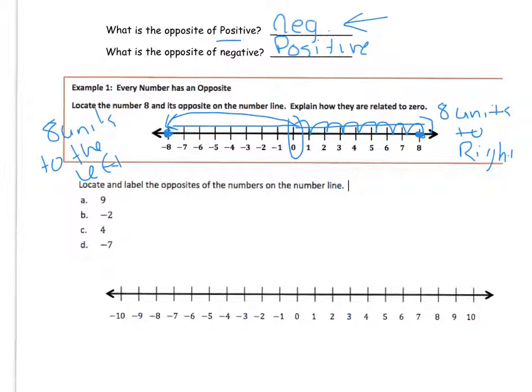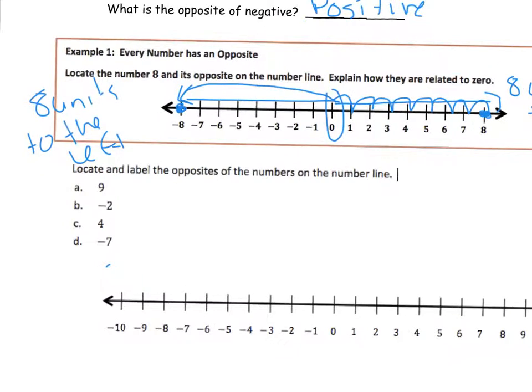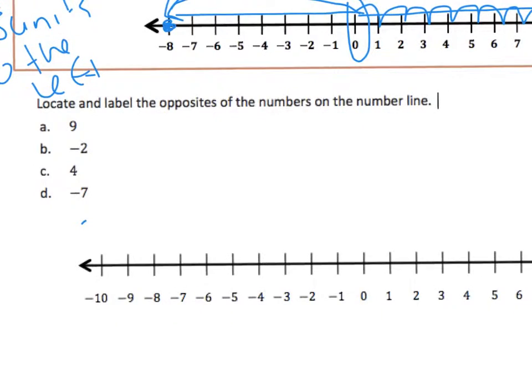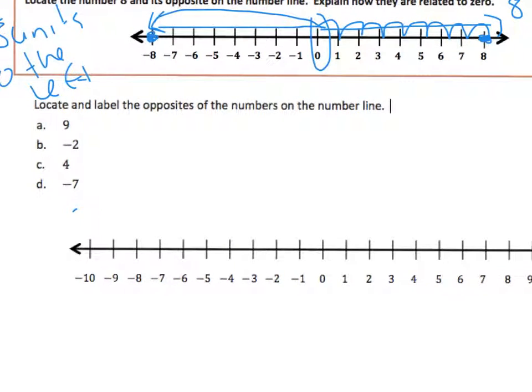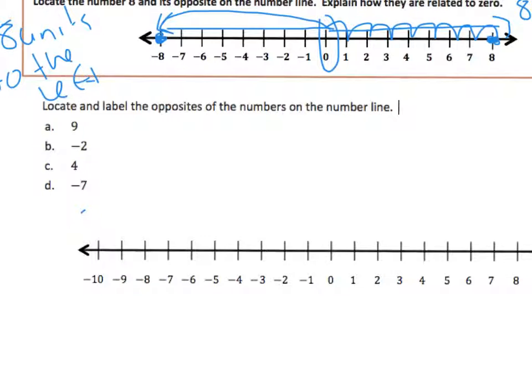Okay, so take a moment to locate and label the opposites of all of these numbers on the number line. So the opposite of 9, we're going to switch the sign. The opposite of 9 is negative 9. The opposite of negative 2 is a positive 2.